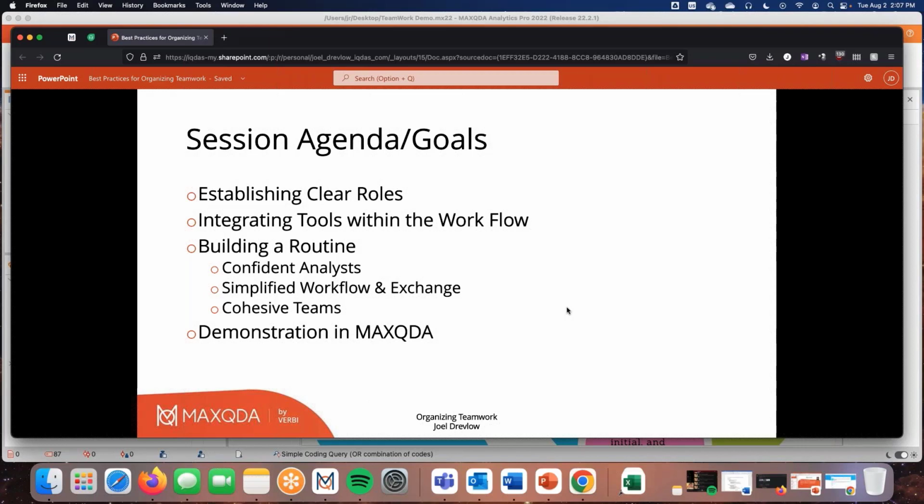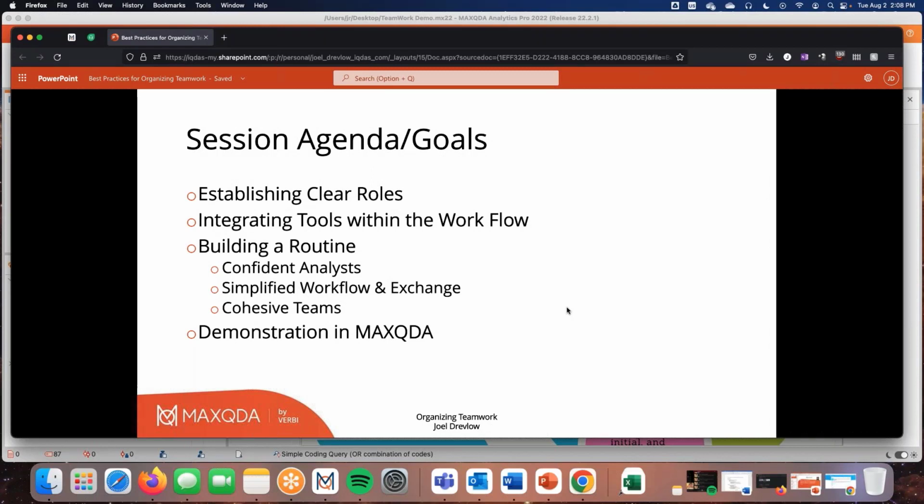We're also going to look at some specific tools within MAXQDA that you can use when you are assigning work. These are some things that make it easier for analysts to remember what specific analysis they were supposed to do, whether that be coding, paraphrasing, writing memos, all kinds of different things. Basically, just some built-in features that you can use to make the teamwork flow a little bit easier for you.